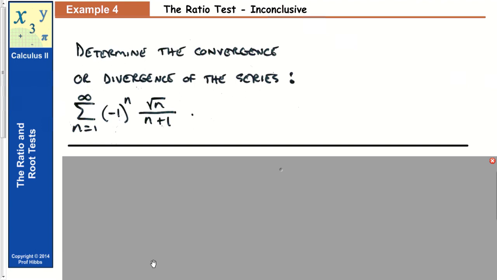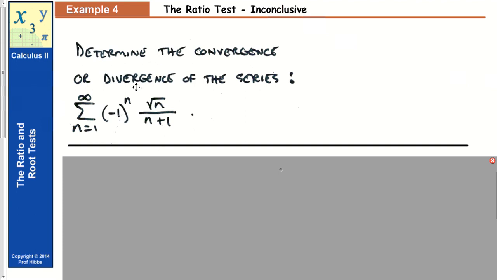In our fourth test, again, I've kind of given it away that we're going to use the ratio test, but we're going to get an inconclusive result, which means we won't be able to tell whether it converges or diverges. And if we needed to know, we'd have to resort to a different test. But we need to see what it looks like when we have something that's inconclusive, so we know how to deal with it, or know how to make a conclusion from that test, which is simply inconclusive.